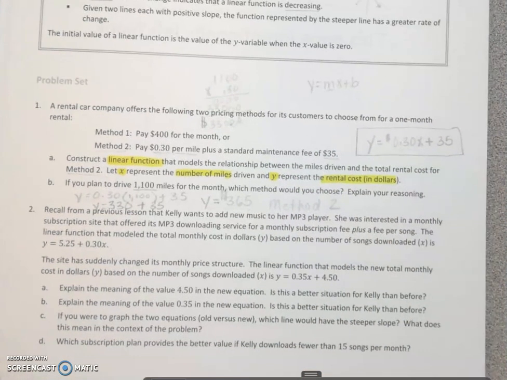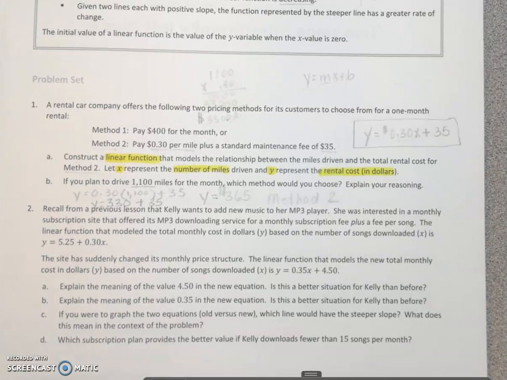Okay, I'm going to see how far I can get on number 2 before our time is up. So this one says, recall from a previous lesson that Kelly wants to add new music to her MP3 player. She was interested in a monthly subscription site that offered its MP3 downloading service for a monthly subscription fee plus a fee per song. The linear function that modeled the total monthly cost in dollars based on the number of songs downloaded X is Y equals $5.25 plus 30 times X.